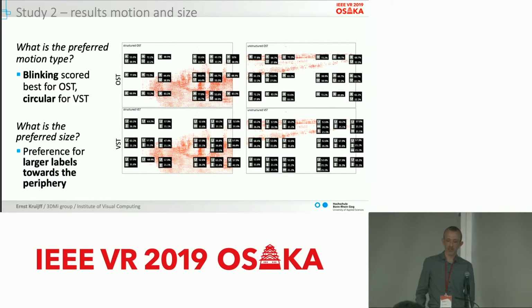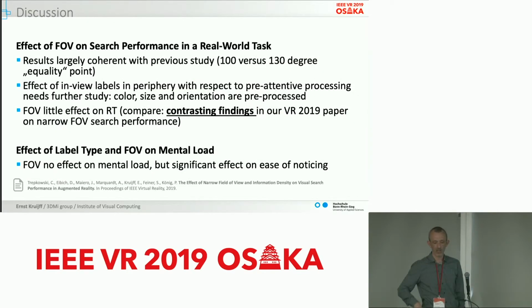For movement, we had blinking scoring best in the OST and circular for VST, which somehow could be explained by the background, because the movements in the background were quite different from circular and blinking motions. However, they were also preferred in those areas where we had no motion at all. So we don't have really an explanation for that. Finally, quite as expected, larger size labels are better further down the periphery.